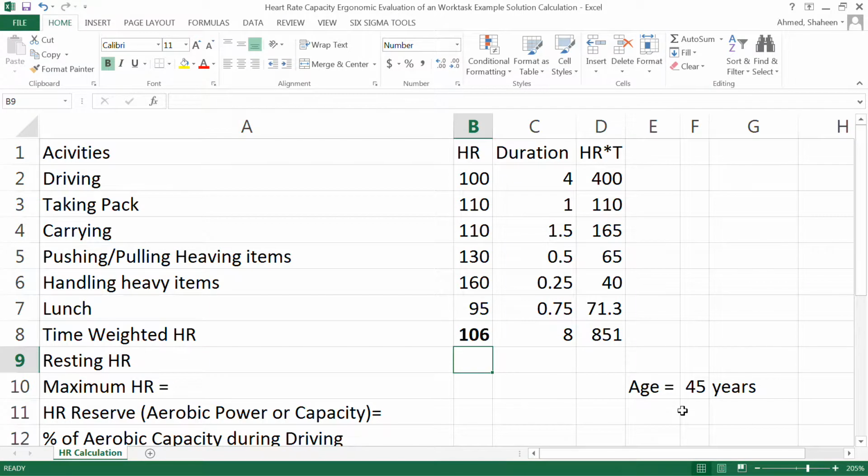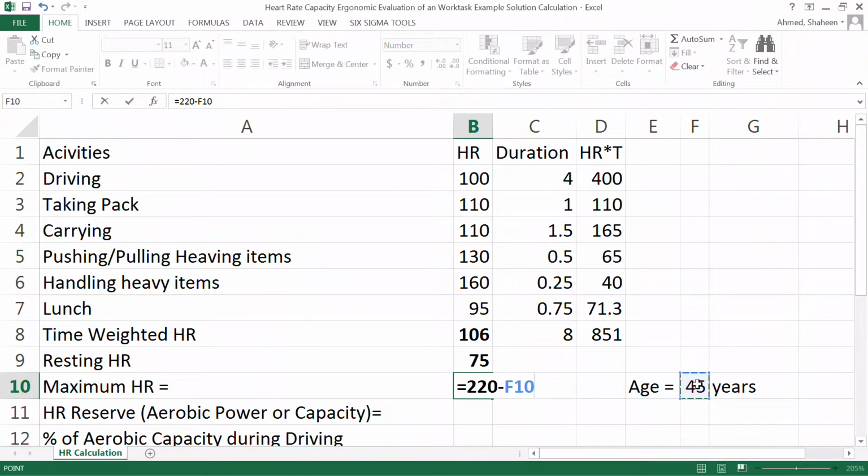Now the resting heart rate is provided, 75 beats per minute. For maximum heart rate, you have to use that 220 formula, because definitely the person was not pushed, he was just working for that 8-hour period. So the 160 heart rate is not his actual max. 220 minus age is the max, not 220 minus resting. So that's the resting, and that's the maximum heart rate for that person.